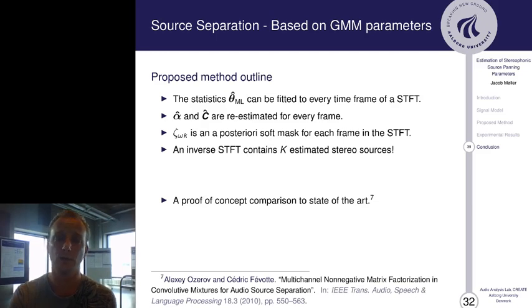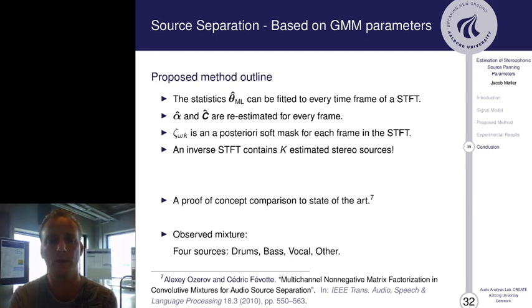So I want to show that as a proof of concept audible example, where we compare to a state-of-the-art algorithm shown in reference number 7 in the bottom here by Alexey Ozerov and Cédric Févotte. We have an observed mixture containing drums, bass, vocal, and other track, which is everything else than drums, bass, and vocal. These 4 tracks were mono, and to these tracks we have applied our panning model shown here, with only amplitude panning and no delays, to be fair to state-of-the-art. Here is the observed mixture playback.